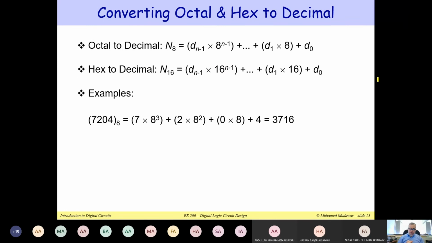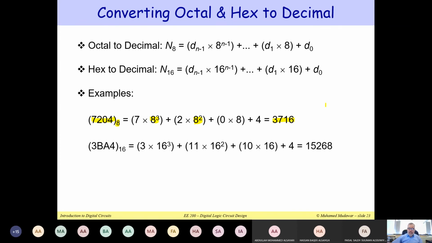If you would like to convert octal and hexadecimal to decimal, it is very simple. Let me just finish this slide. I only have a few minutes left. Let us take a look at this example: 7204 in octal. You can see I'm writing 8 here to indicate that this is octal. You multiply 7 by 8 cubed. You multiply the 2 by 8 squared. This is just 0, multiplied by 8 is just 0. And this is 4. If you do the math, you will get 3,716. Notice that this number is not 7,204 because it's not decimal, it's octal. So I just read it as 7204. The decimal value is 3,716.